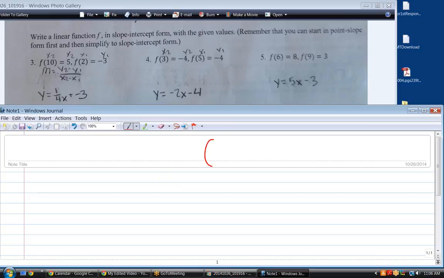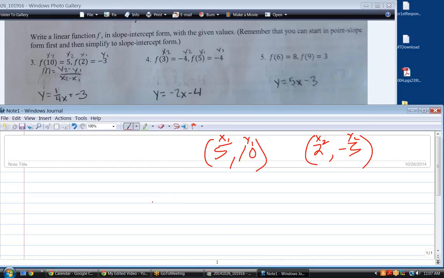Okay, so one of our points is 5 comma 10. And the other point is 2 comma minus 3. So that gives us 13 over 3 for a slope. Okay. Now, here, let's label this. This is x1. This is y1. This is x2 and y2.